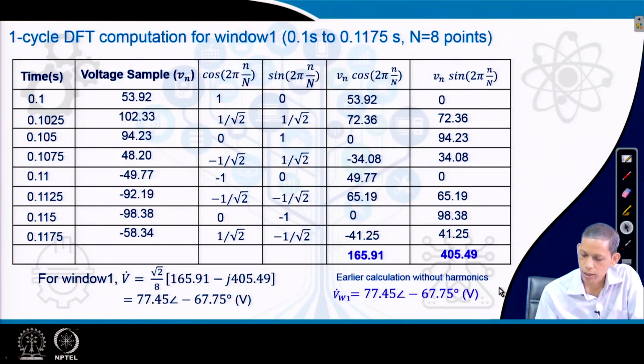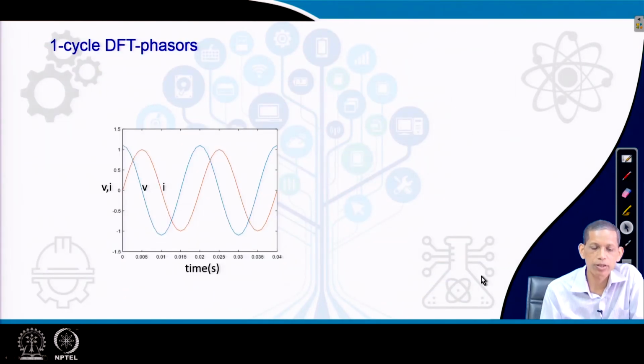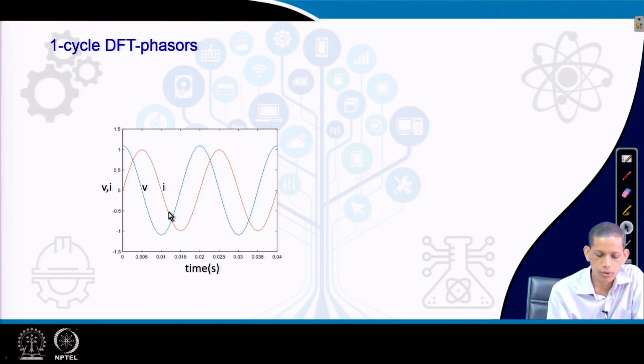Now, we see how these phasors are useful in relay decision making. Let me show a picture of that. Take sinusoidal voltage and current signals. The blue one is voltage and the red one is current in this case, for example.